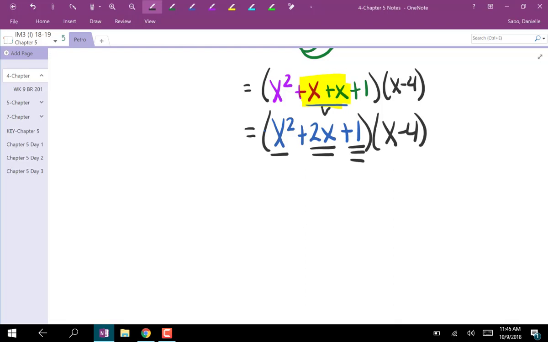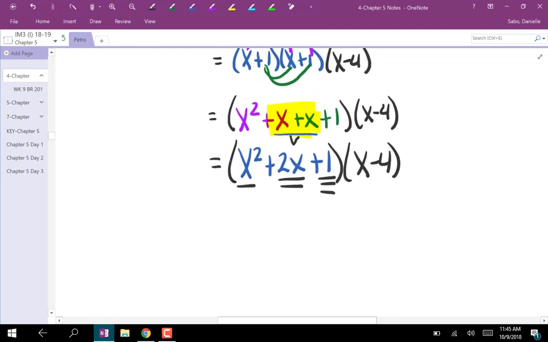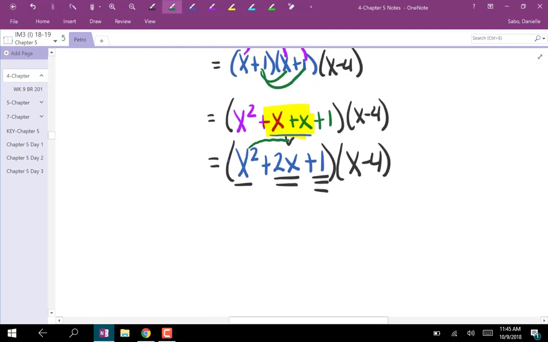So here we go. Now it's going to get a little crazy with our arrows. In green, what is x squared times x? X cubed, very good. Questions on that one? Remember, you're just adding exponents. If that's a 2 and that's a 1, when you add them, I get 3. Do it again. X squared times a negative 4. Negative 4 x squared.